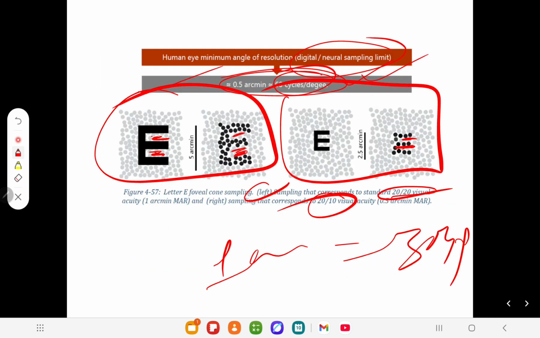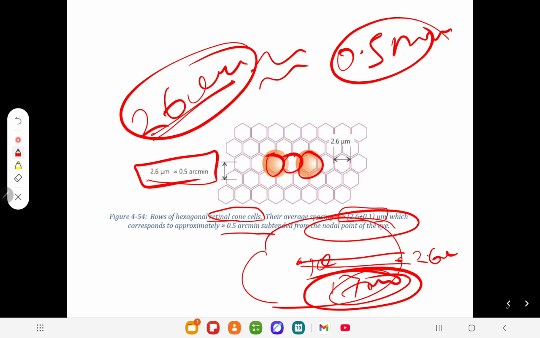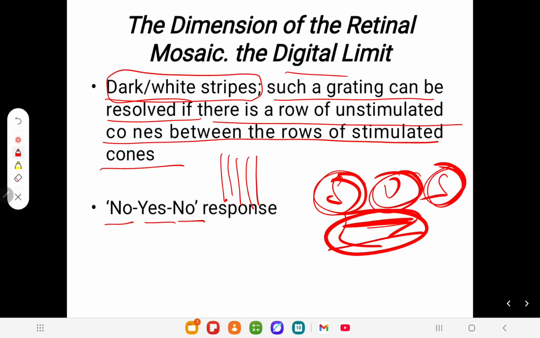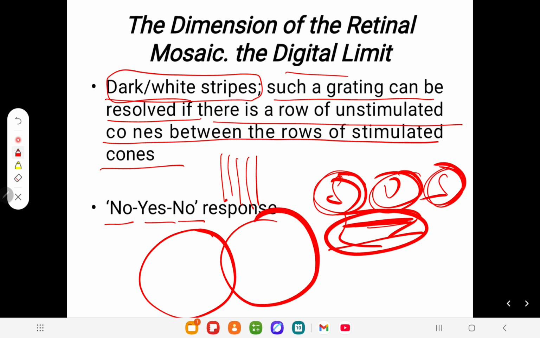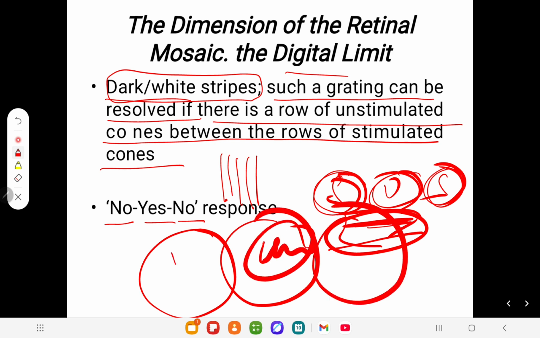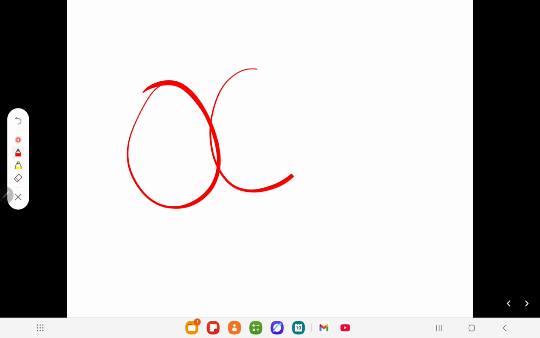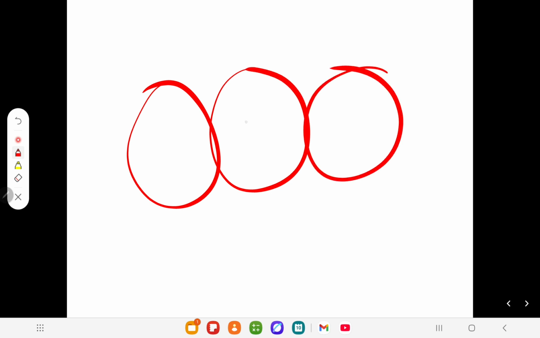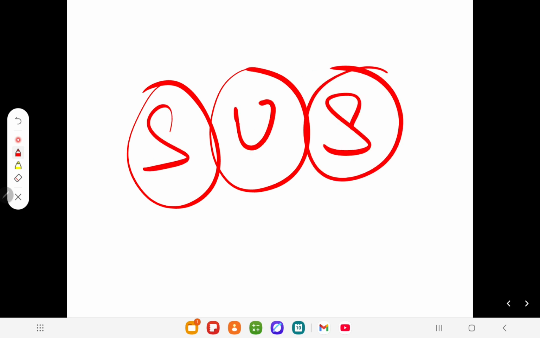So what I wanted to tell you in the Nyquist limitation is that at least one cone must be unstimulated between two stimulated cones. Are you getting the concept? At least one unstimulated cone must be there, unstimulated between two stimulated cones.